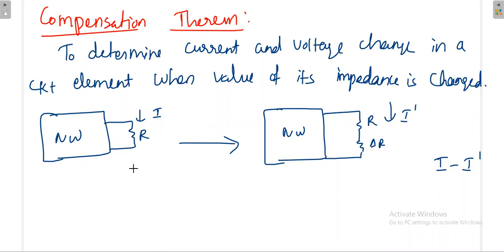For that only we have the compensation theorem. Already you have one network, and across some element, in parallel or in series, you are introducing some extra resistance, so the value of the impedance is changed. Again, it may increase or decrease, but to avoid confusion, imagine that you are increasing the resistance by delta R.